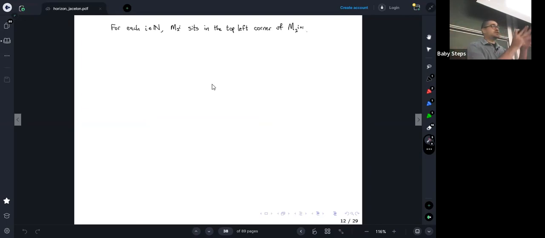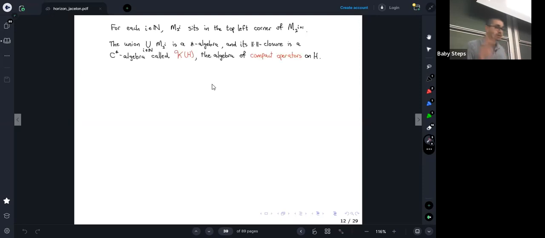If we take just the big union of this increasing sequence of subalgebras, we get a star subalgebra. It may not be closed, so we take the closure. And when we take the closure of this increasing union of matrix algebras, we get what's called the compact operators. So this is an example of a C-star algebra, the compact operators. It's a very important example in C-star algebra theory.